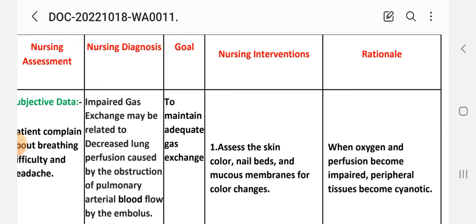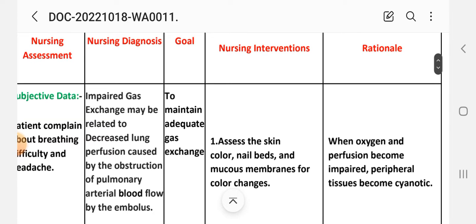First intervention, assess the skin color, nail bed and mucous membrane for color change. The rationale will be when oxygen and perfusion become impaired, peripheral tissue becomes cyanotic. So in this way we have to write the intervention and rationale. If you want to write implementation, then the implementation will be: assessed the skin color, nail bed and mucous membrane for color changes.